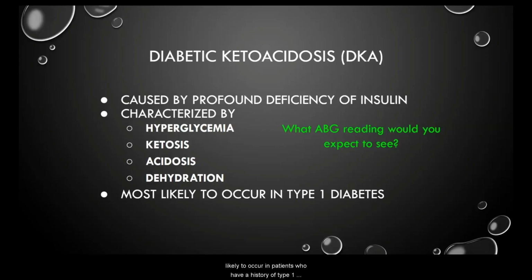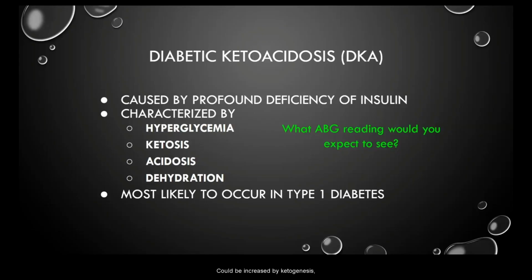It is most likely to occur in patients who have a history of type 1 diabetes, and it usually is precipitated by some sort of an infection. But it also can occur in patients with type 2 diabetes, just not as prominent. It results as that severe deficiency of insulin. So maybe a type 1 diabetic, like they ran out of their insulin, or their pump got disconnected, or the battery died, what have you, or they got an infection. But there's that insulin deficiency.